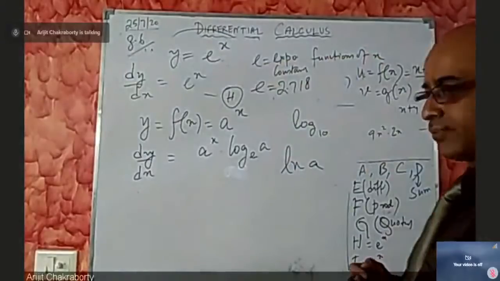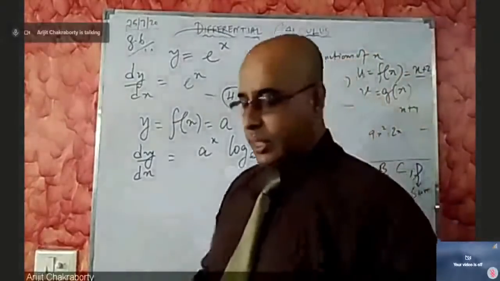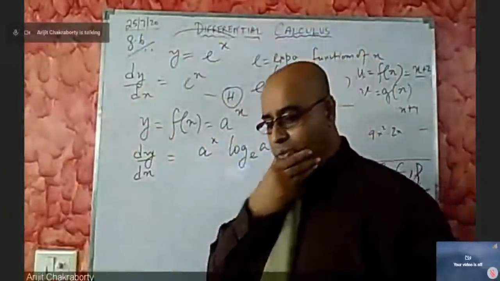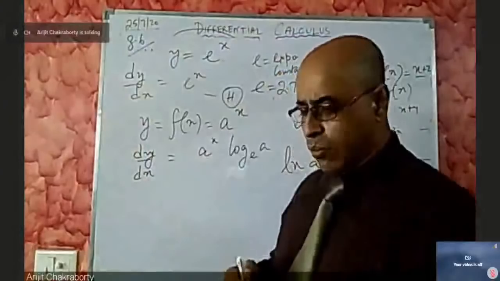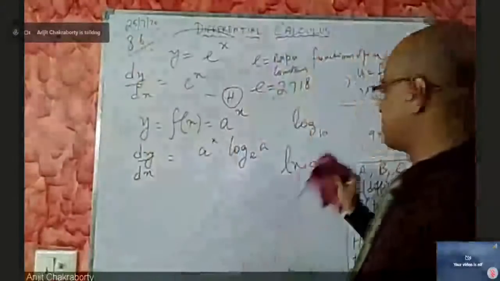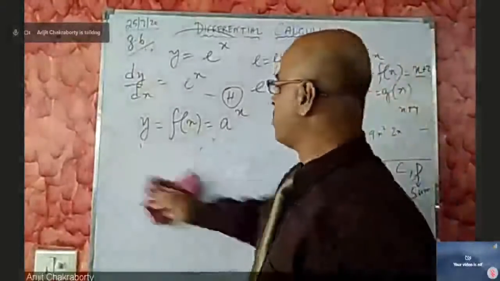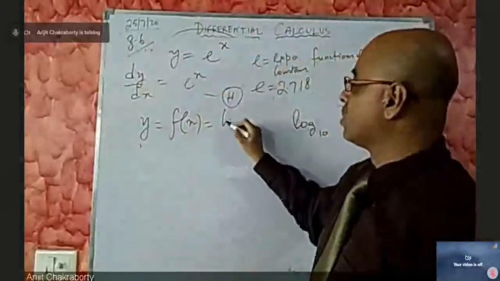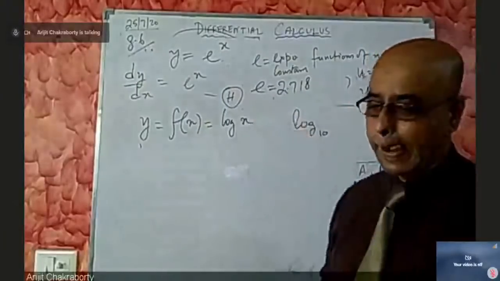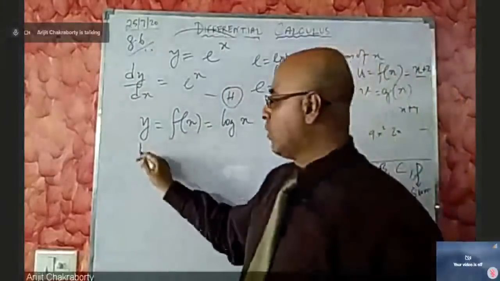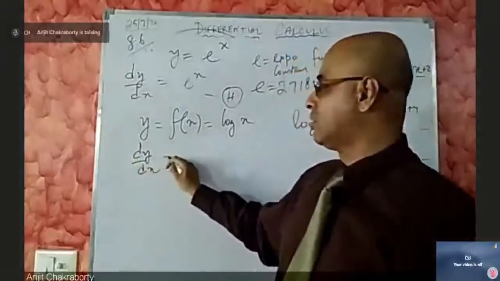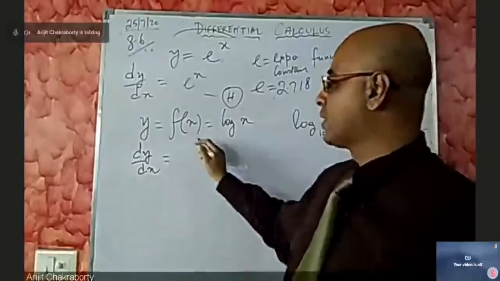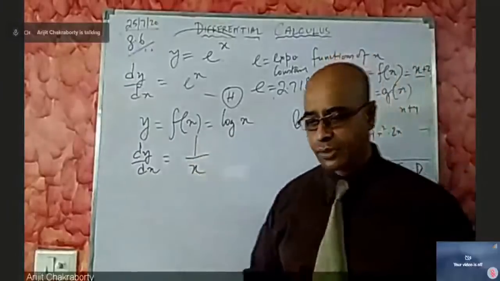a to the power x we have done. Now we are taking up the next one, a very simple formula. What happens when you are given, say, y is equal to log x, okay? What happens when y equals f of x, a function of x, and this is equal to log x? Very simple, dy by dx when y is equal to log x. Please note the formula is dy by dx will automatically become 1 by x.